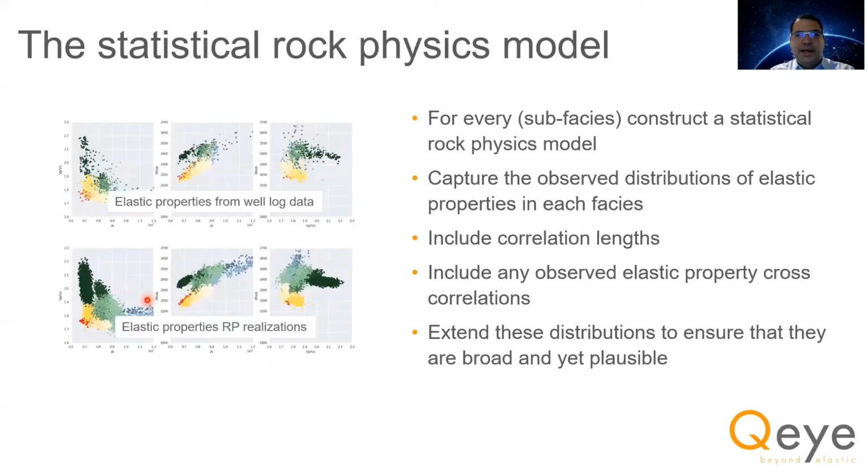Now, a second very important ingredient in the prior framework is the statistical rock physics model, where we will basically try to capture the observed distribution of elastic properties in each facies. And we include information like correlation lengths or property cross correlations. And again, we need to make sure to extend these distributions to ensure that they are broad and yet plausible.